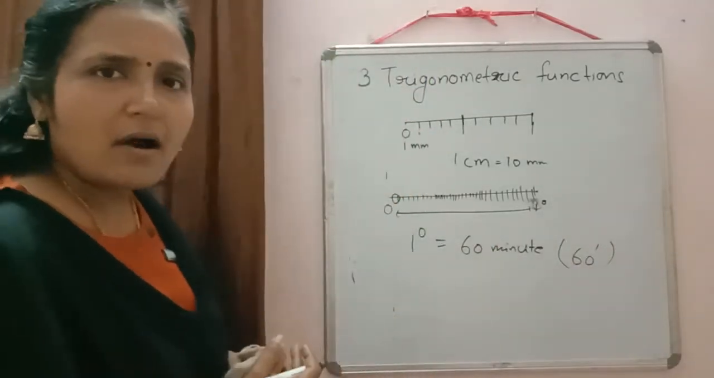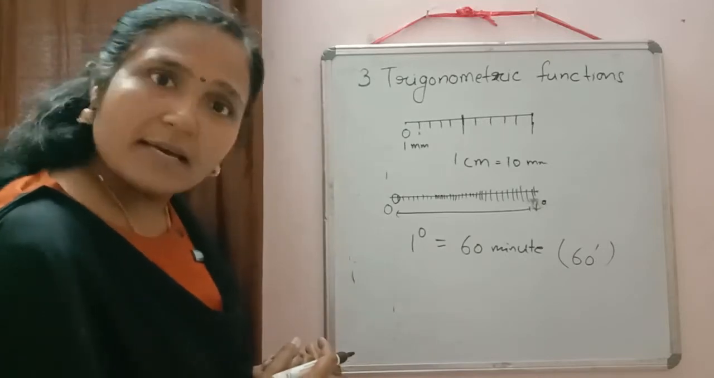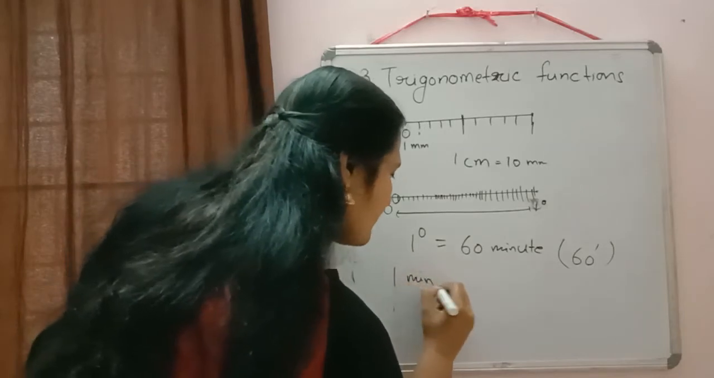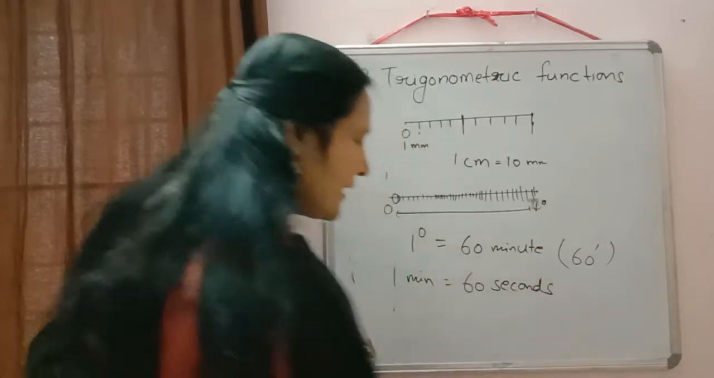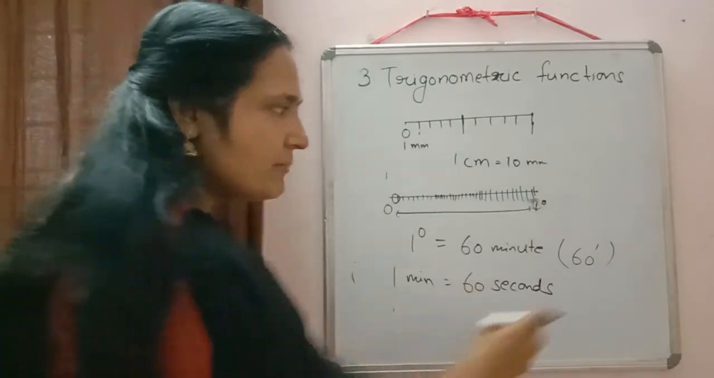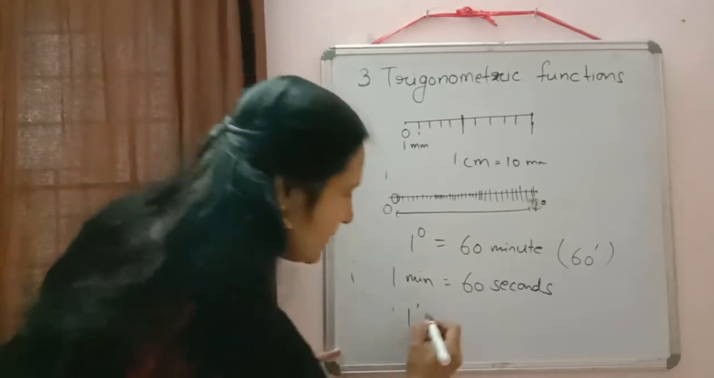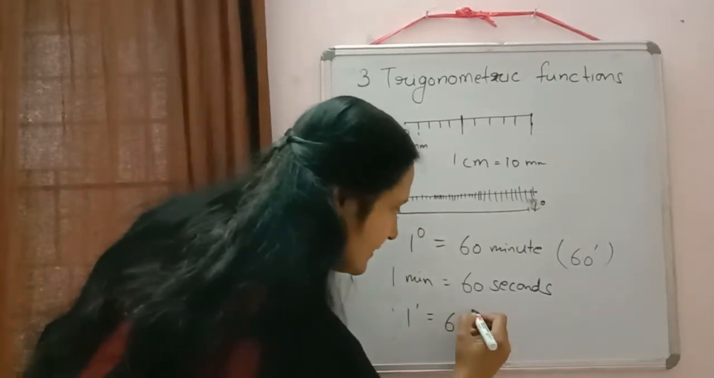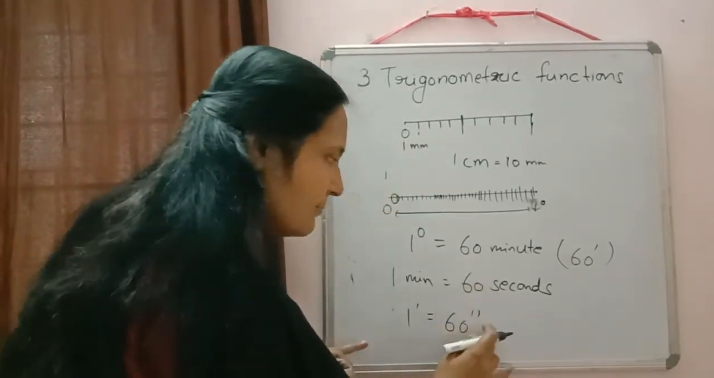And as in a clock we know, 1 minute is equal to how many seconds? 60 seconds. So that concept also we are going to use here now. 1 minute is equal to 60 seconds. We know the symbol for minute is this way, so we can write 1 minute is equal to 60 seconds, and seconds will be represented by 2 dashes.